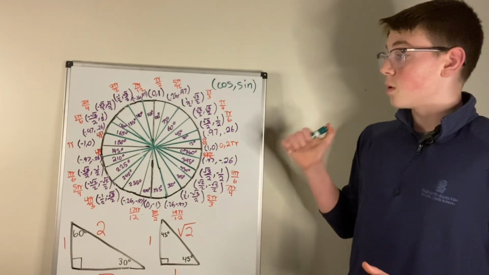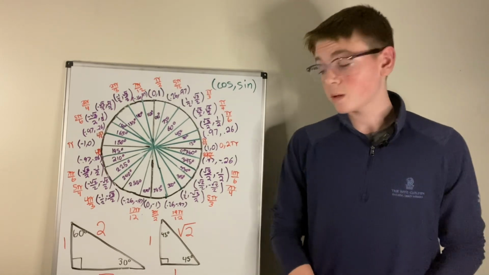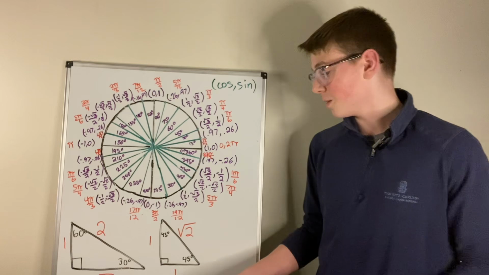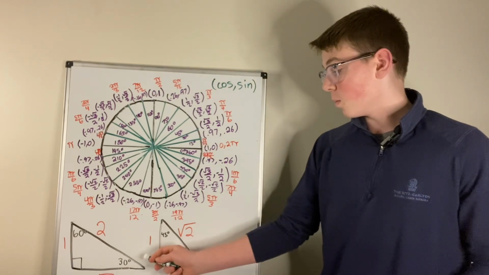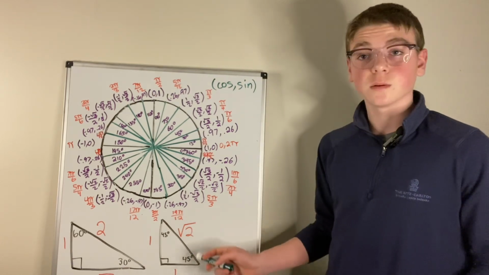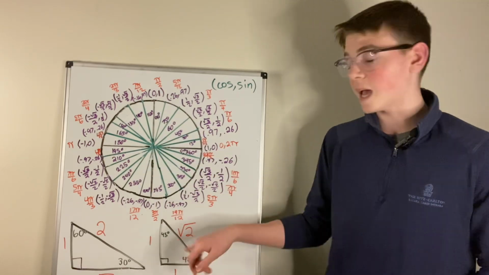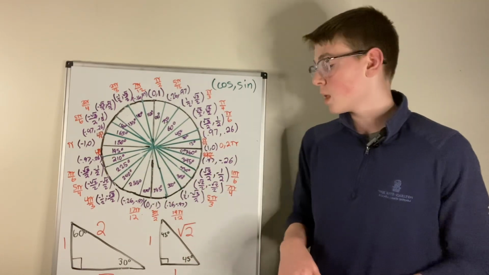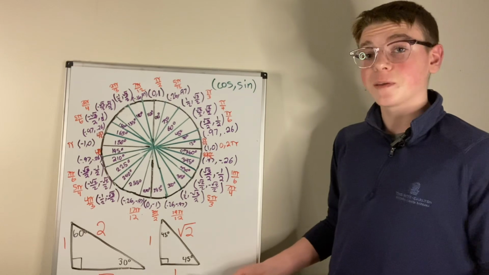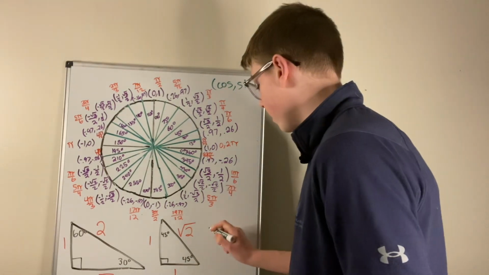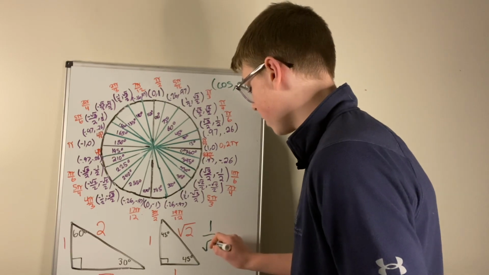Great. So 45 degrees. Now we make our 45, 45, 90 right triangle. Remember your property, 1, 1, root 2, because in the unit circle, the radius is 1. So all these x's just go straight to 1. Now, sine of 45 is 1 over root 2. So we have 1 over root 2.